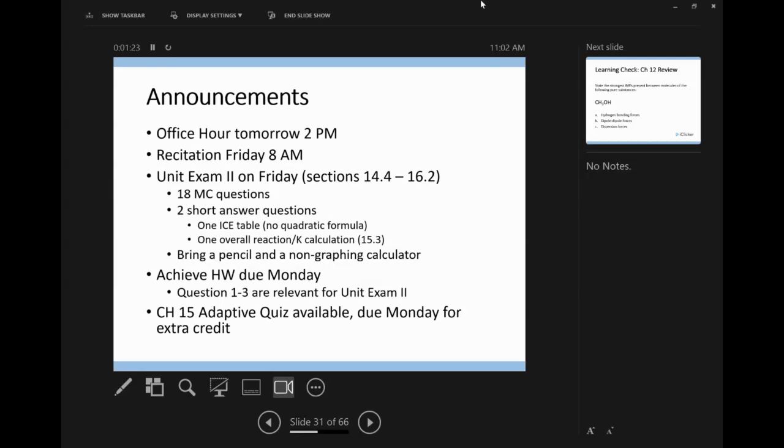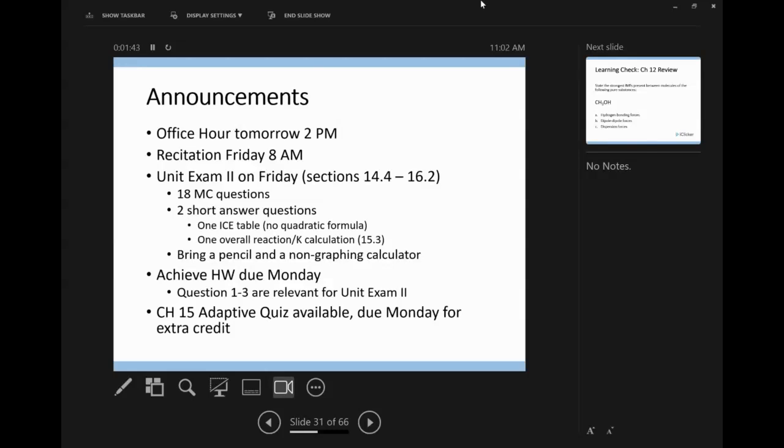And then there is an Achieve homework that is posted due on Monday. The first 3 questions are relevant for unit exam 2, and then the rest of them are from content after 16.2, so the rest of what we covered Monday and what we'll get to today, so you can save that for after the exam if you want to.